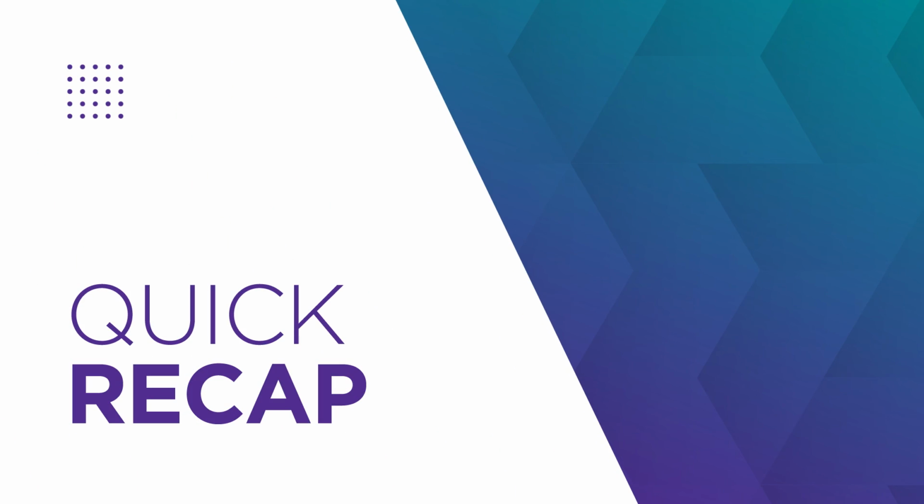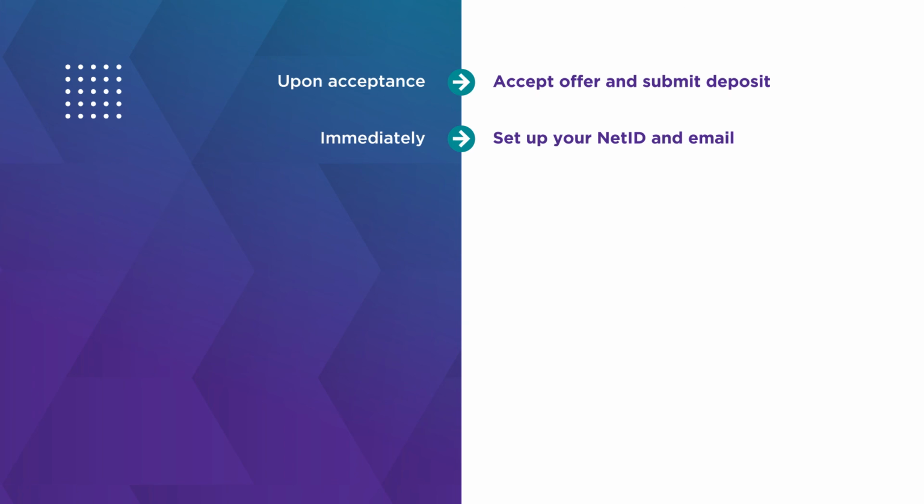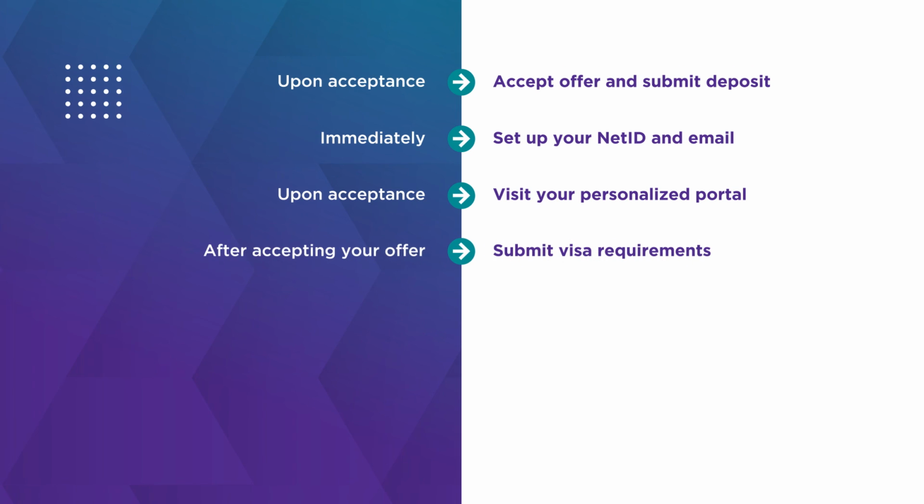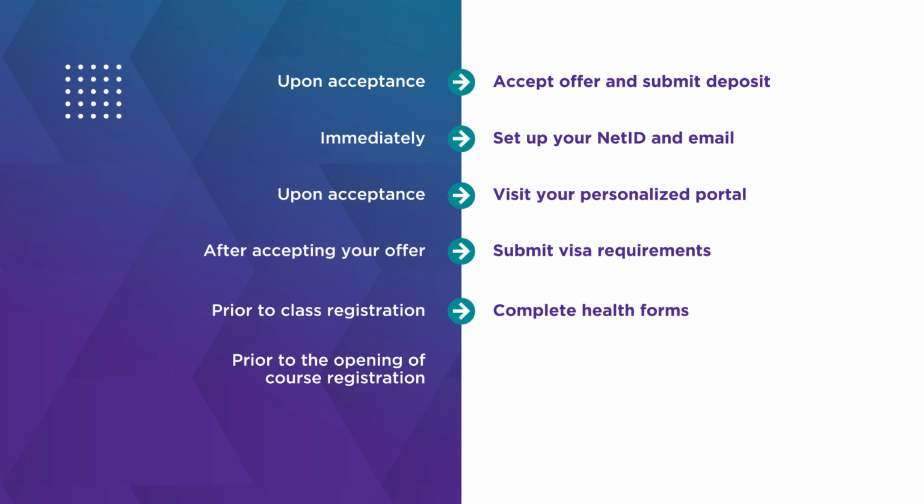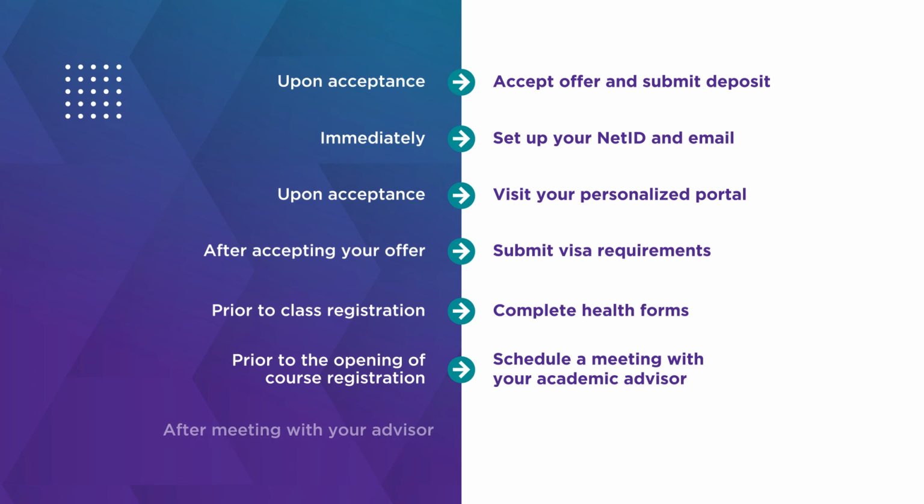So, let's do a quick recap. First, you'll need to accept your offer of admission, and if needed, submit your deposit upon your acceptance. Next, set up your NYU Net ID and NYU email accounts and visit your personalized portal. International students should submit visa requirements to OGS after accepting their offer. Complete your health forms, which must be submitted prior to class registration. All students must schedule a meeting with an academic advisor prior to the opening of course registration. And finally, once you've met with your academic advisor, register for your classes.